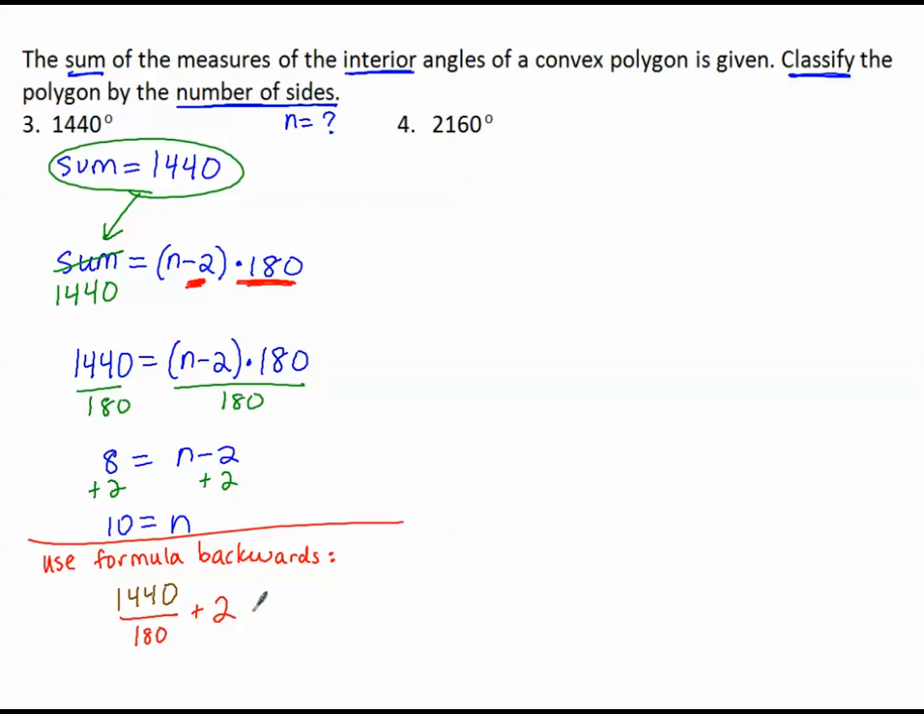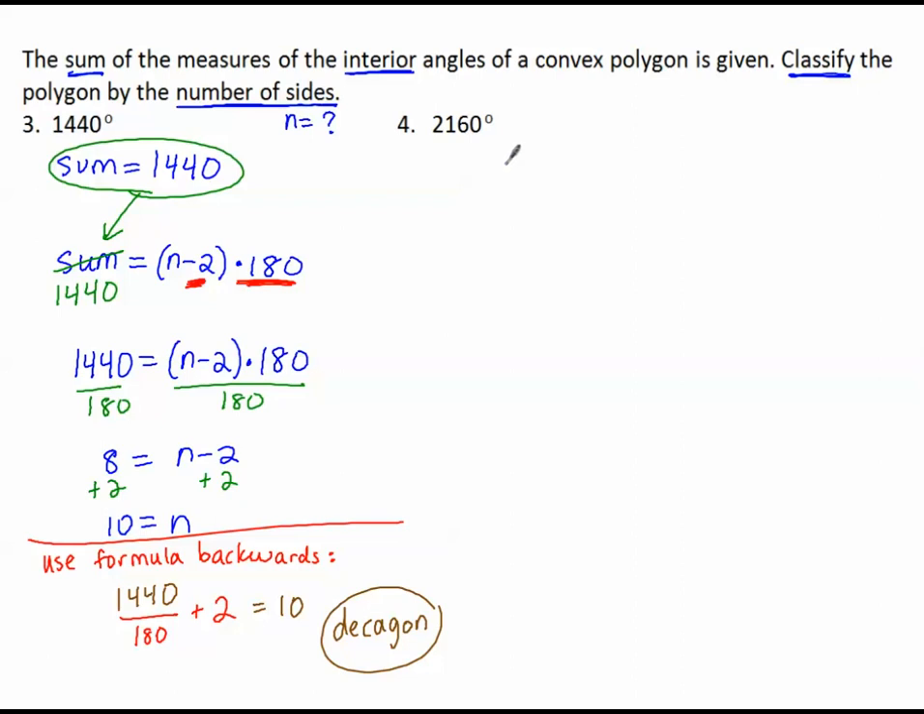That still gives us 10, and therefore we know we have a decagon. And if we can name it, that's how we give our answer. A 10-sided polygon or a decagon. Let's look at number 4. Maybe you can pause the video and try it on your own.